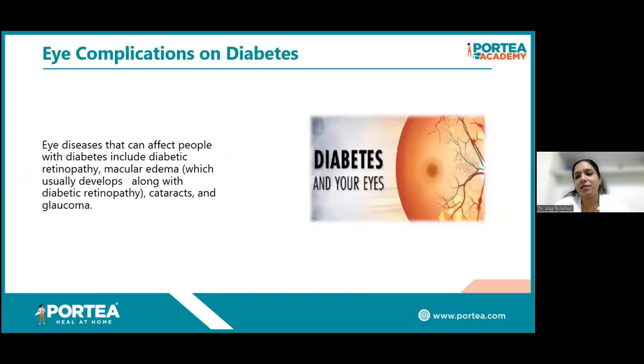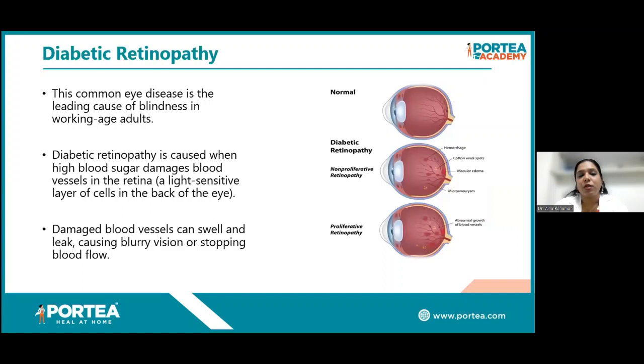And eye complication is the commonest. I think people with diabetes at a certain age do develop retinopathy because their nerves become weak in the eye, the retinal nerves, and it can lead to various kinds of complications like blindness, dimming of vision. So the common eye disease is the leading cause of blindness in working age adults. We have diabetic retinopathy. The most common cause of retinal detachment in adults is diabetic retinopathy, because the high blood sugar will damage the blood vessels in the retina.